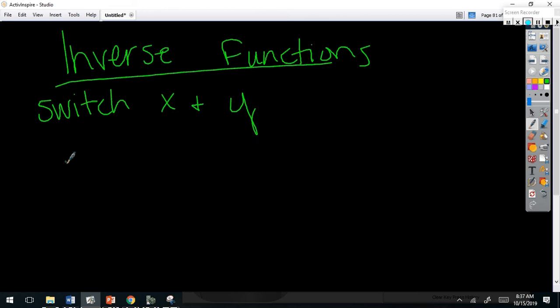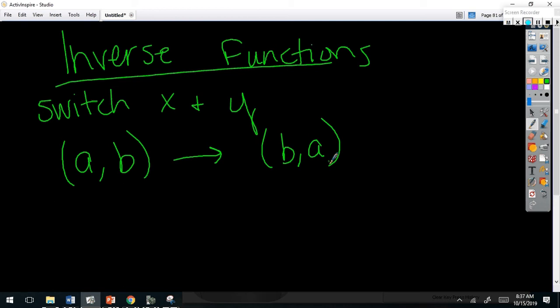Okay, so if I have a point, let's say, we'll just be general and say we have the point AB. The inverse of that relation, because remember a relation we talked about yesterday is just a point, x and y, would be BA. That easy, right? That's in the form of a point. Of course, we're going to be more difficult than that. We're going to talk about it in equations.